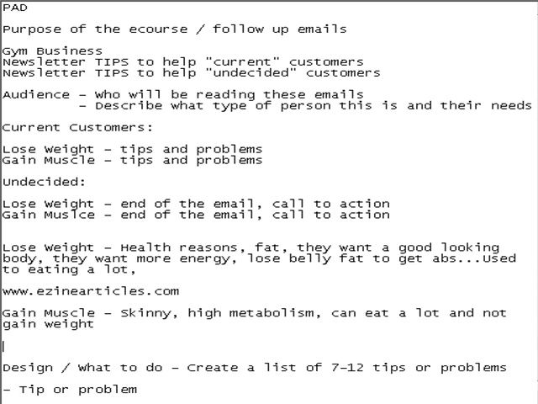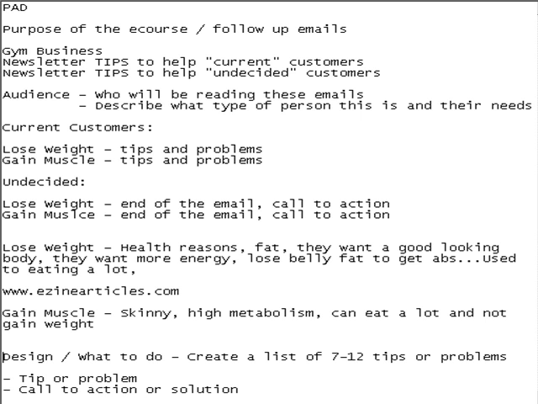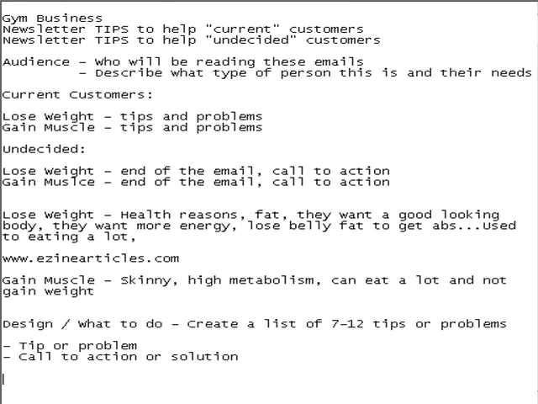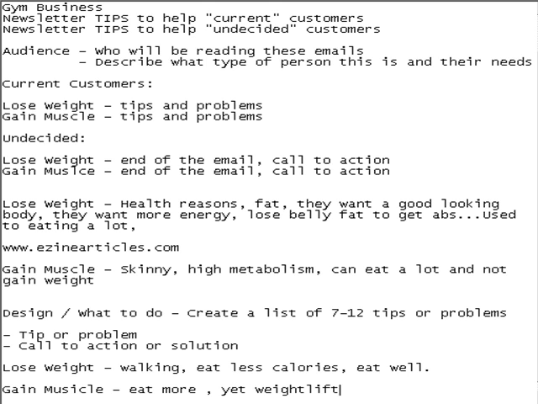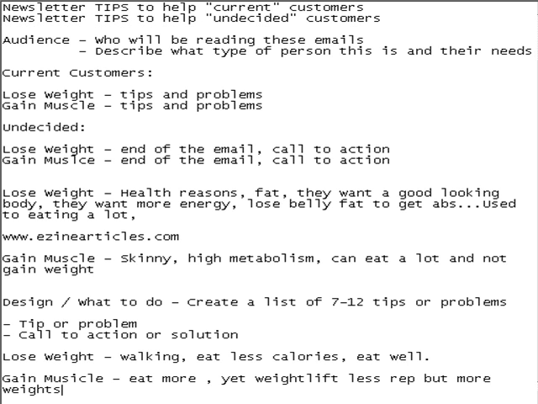And then what are the solutions that they have to face? Like tips and problems. All right, so I'm not going to go down here now: lose weight, gain muscle. Tips are, depending on the person, just walking, eat fewer calories, eat well. People that need to gain muscle would be eating more, and weight lift with fewer repetitions but more weight.